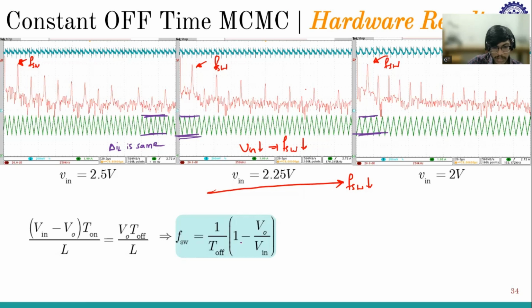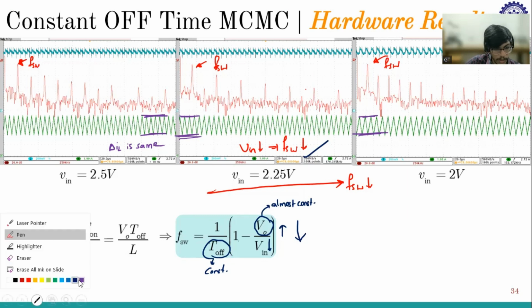So now this expression tells me something. Say Vo is almost fixed. So say Vo is almost constant. And T off is constant. Now, if Vin reduces, this fractional value increases. So 1 minus this value will again decrease. So when Vin decreases, switching frequency is also decreasing. So that explains this behavior. So my first observation, that Vin decreases and switching frequency also decreases, is explained from this mathematical expression.